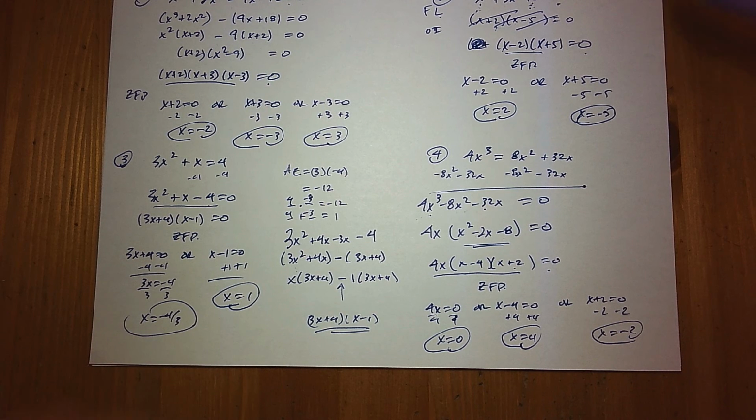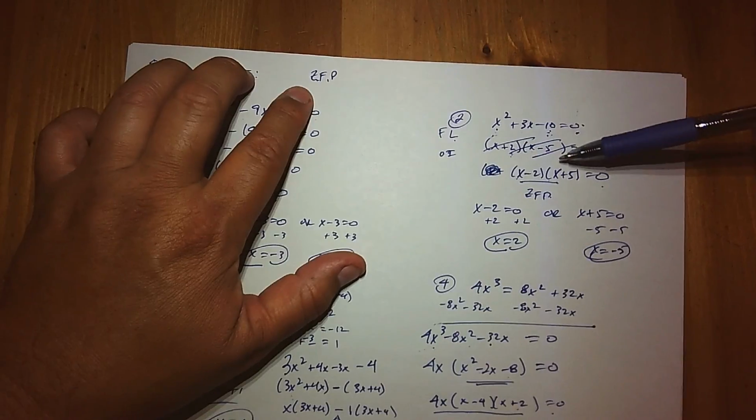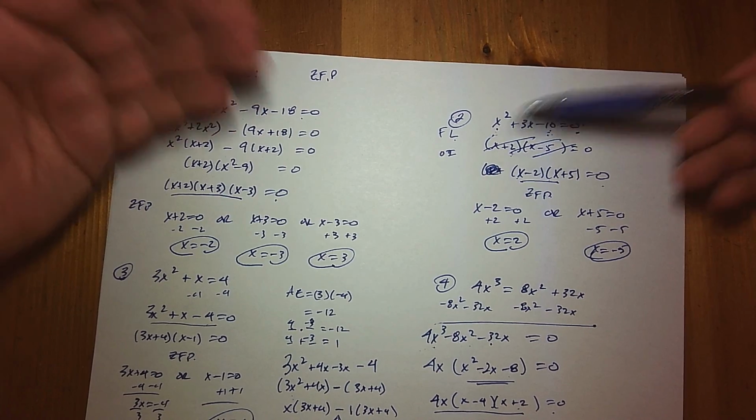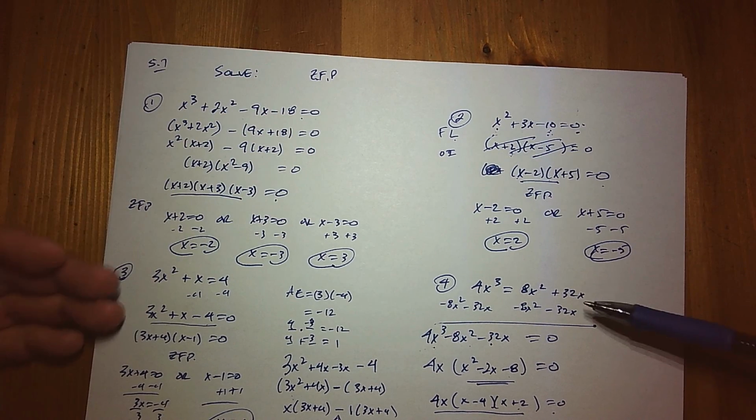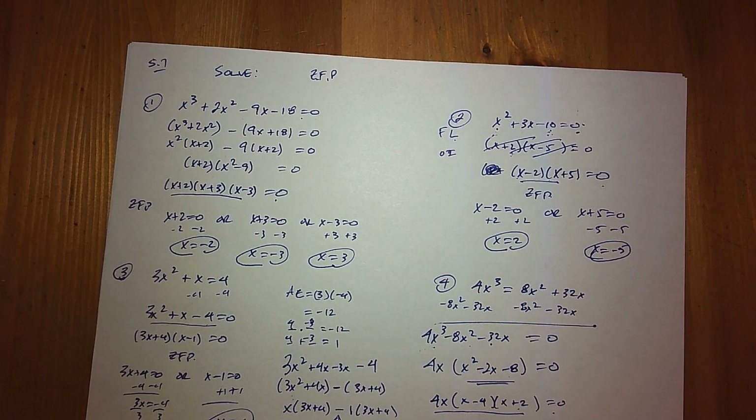So the moral of the story is, you have to have one side equal to 0 so you can use the zero factor property. If it's already set equal to 0, you start your factoring routine. If it's not set equal to 0, you move things over, and then you do your factoring routine.